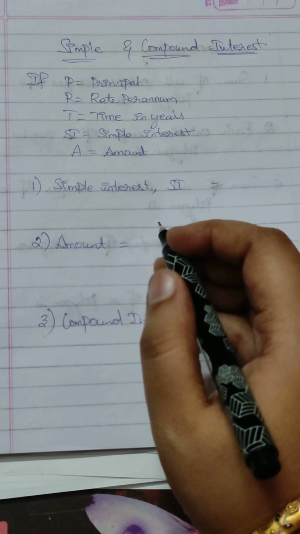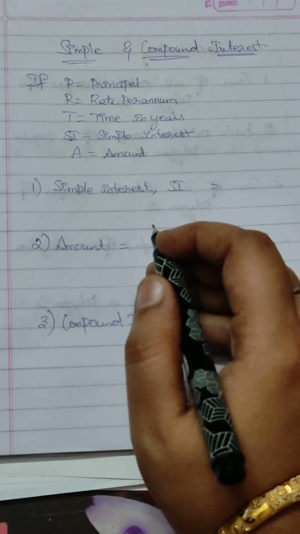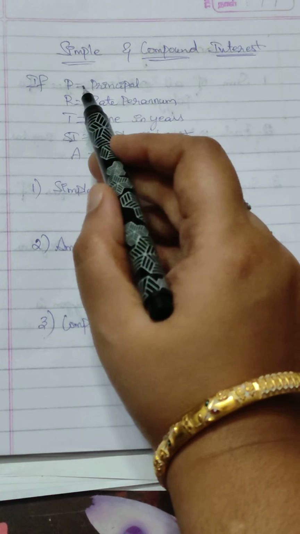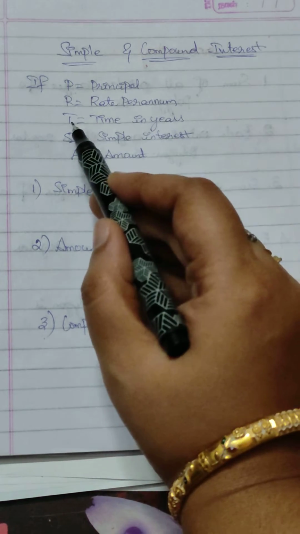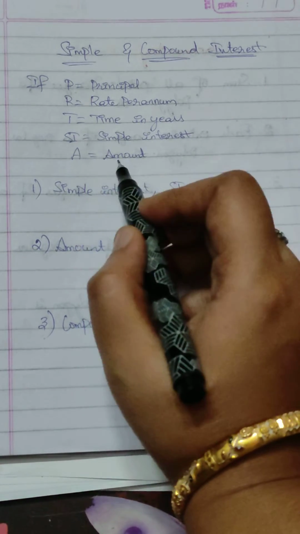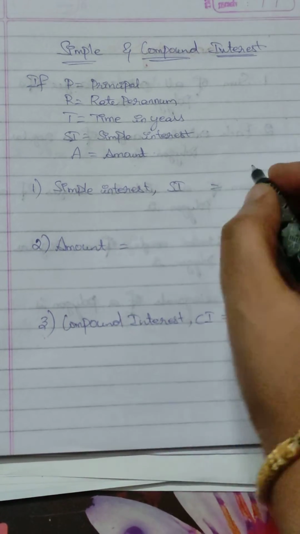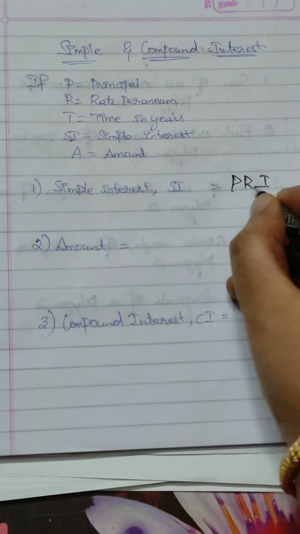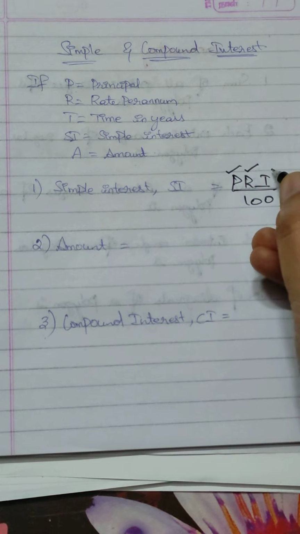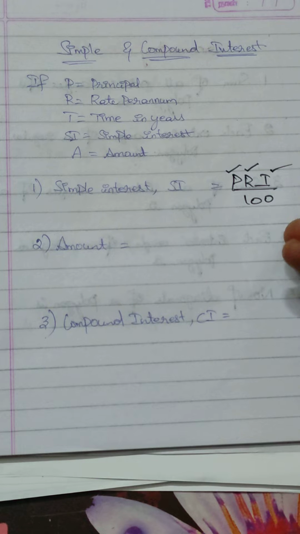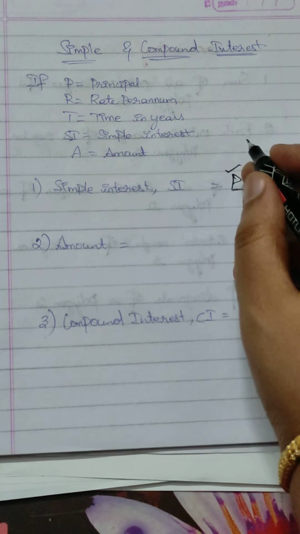So this video is about simple and compound interest formulas. So consider this. Principal is defined as P, rate per annum is R, time in years is T, simple interest is denoted by SI, and amount is denoted by A. So to calculate the simple interest, the formula is PRT by 100. P is principal, R is rate per annum, T is time in years, divided by 100. Okay, so this is the formula for calculating the simple interest.